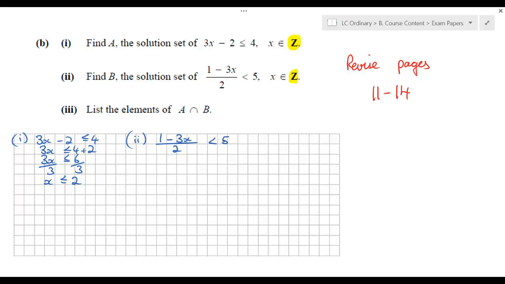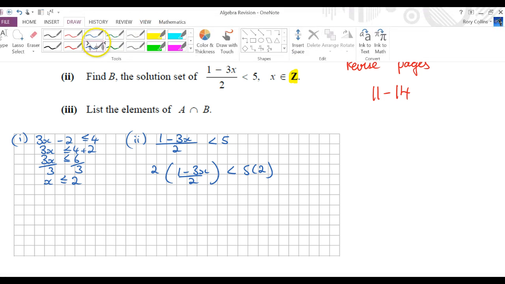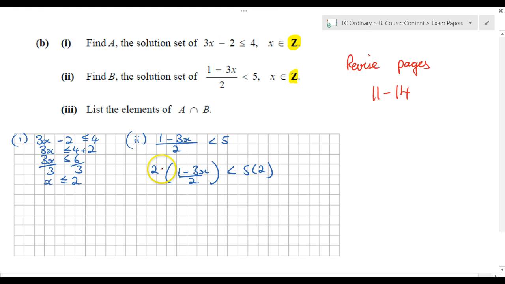So when I multiply (1 minus 3x) over 2 by 2, I'll have 2 times (1 minus 3x) over 2 less than 5 times 2. What's going to happen on the left hand side of the equals is we've multiplied by 2 and divided by 2. So 2 divided by 2, there's a common factor of 2, goes in once, leaving me with 1 subtract 3x less than 5 2s is 10. Okay, so we now isolate the x term. 1 minus 3x, 10 minus 1, so negative 3x is less than 9.